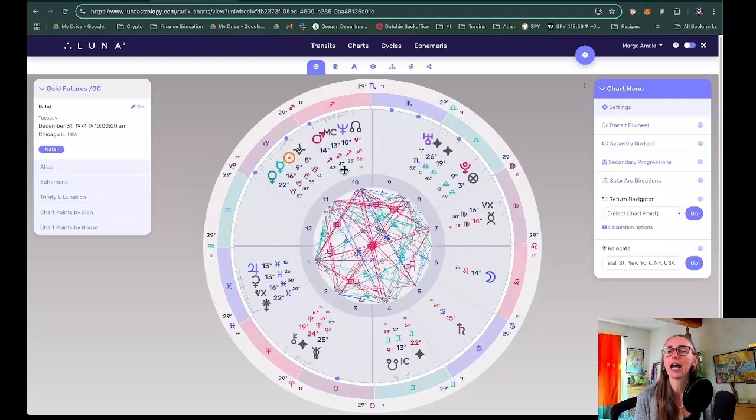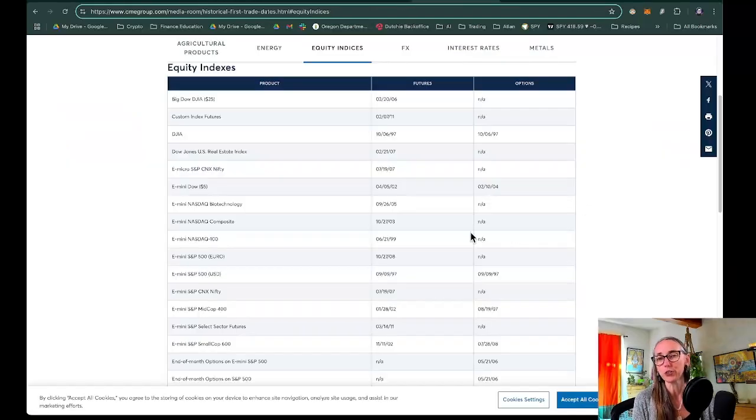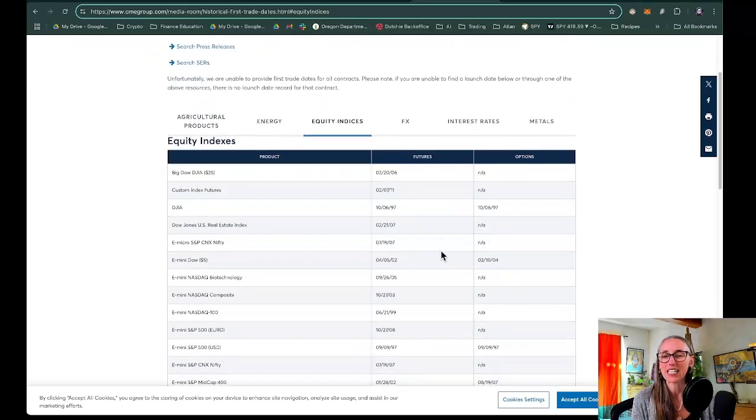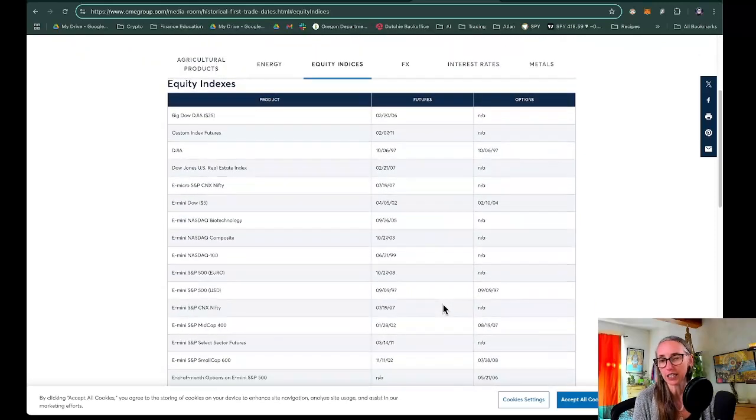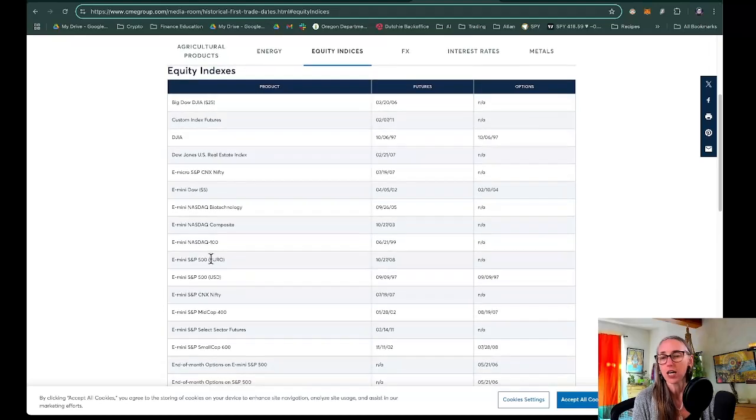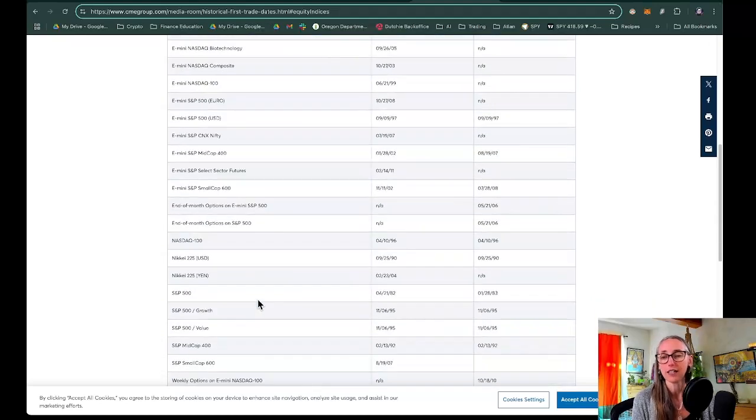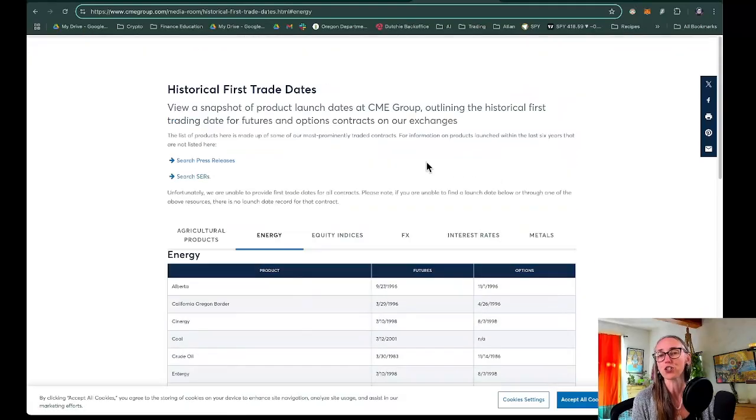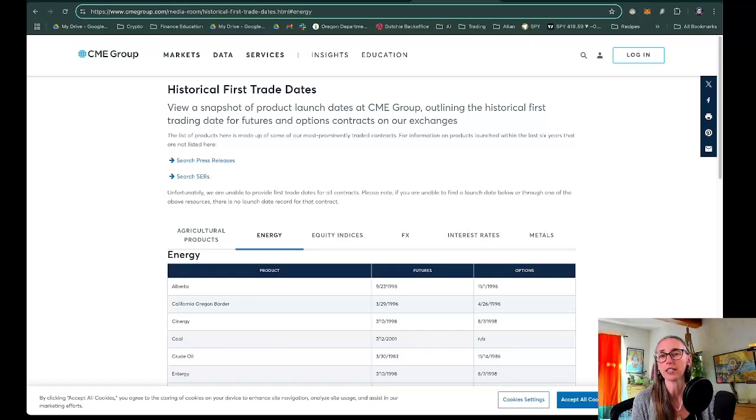Okay, let's take a look at a futures chart. So this is the gold futures chart. A really great tool that you can use to find natal charts for futures indexes is the CME Group website, which actually has a webpage called Historical First Trade Dates. This will list the first date that they were traded. So you can find the S&P 500, the NASDAQ, pretty much anything that you'd like to find out as far as a futures index that's traded, on this webpage.